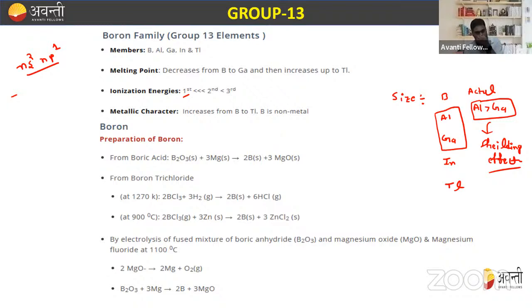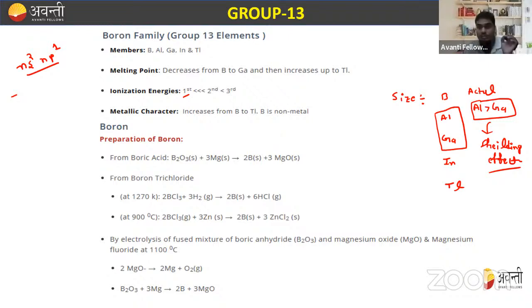Next, by electrolysis of the fused mixture of boric anhydride B2O3, magnesium oxide MgO, and magnesium fluoride at 1100 degrees Celsius, we can also prepare boron. Now, how will you prepare? If we have 2 MgO, this will give 2 Mg plus O2, and B2O3 reacts with Mg to form boron.